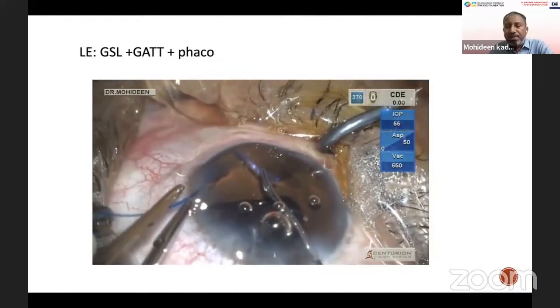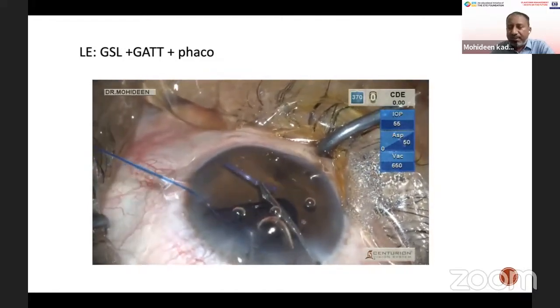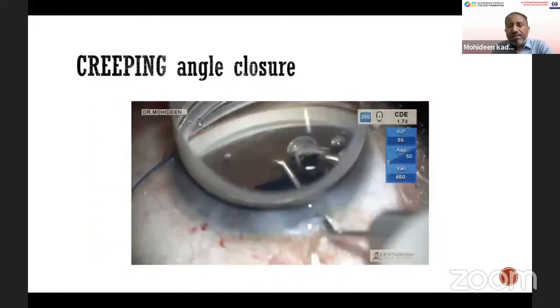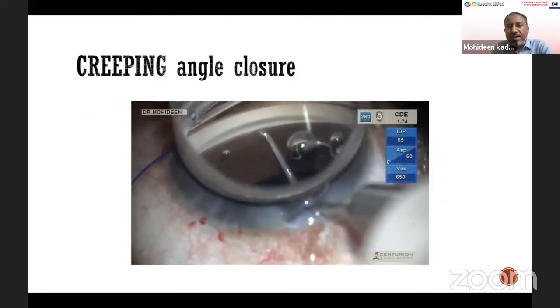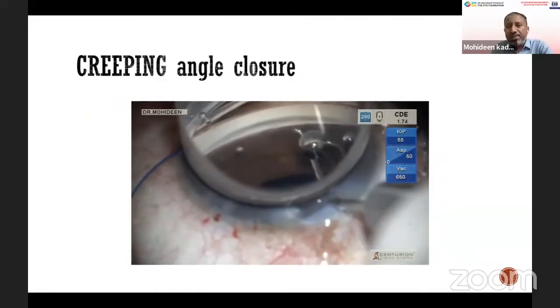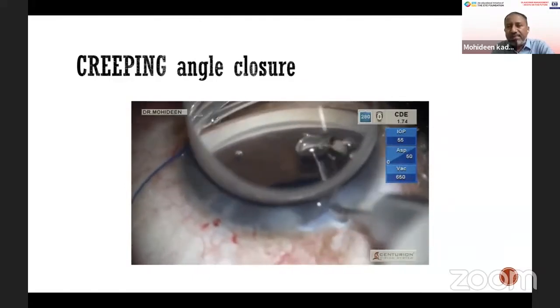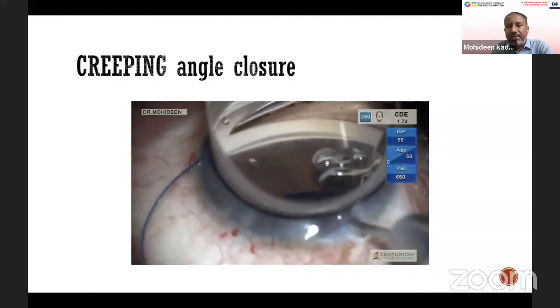This is really an excellent result of this again PACG. And this is the case on the left eye. Left eye is a creeping angle closure. See, one eye is open, one eye is closed. I'm just opening the creeping angle closure, which is on the inferior side. I'm just doing it with a 10 micro.